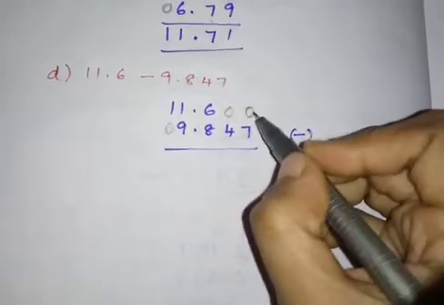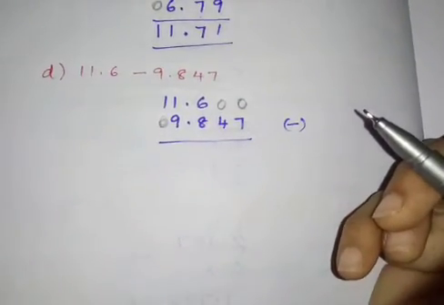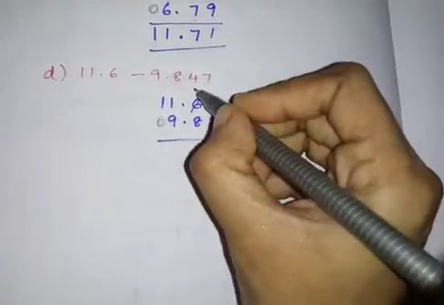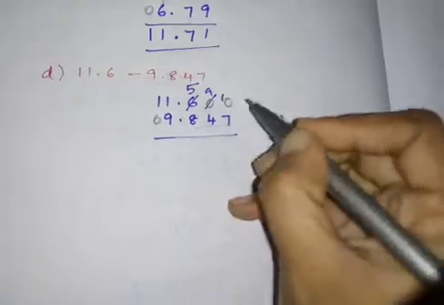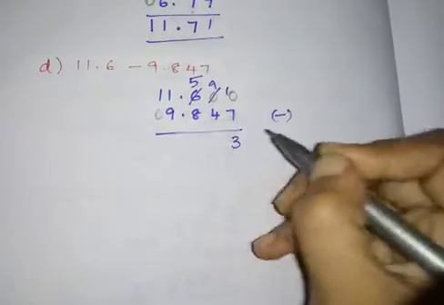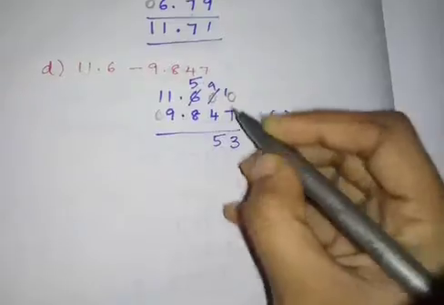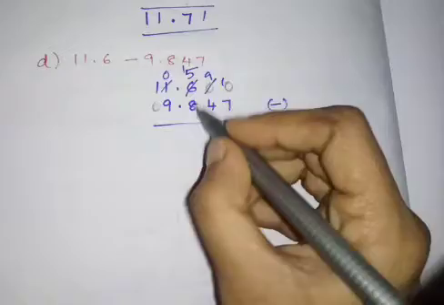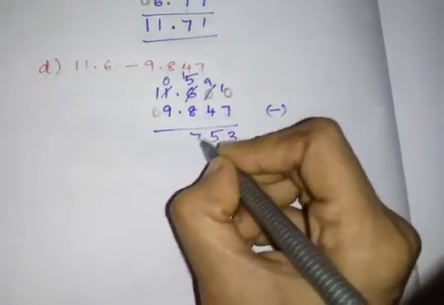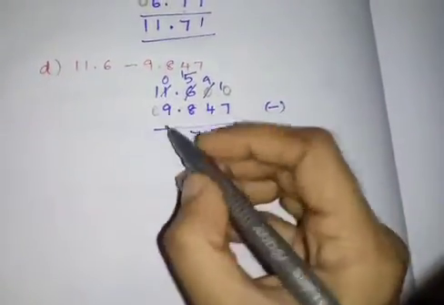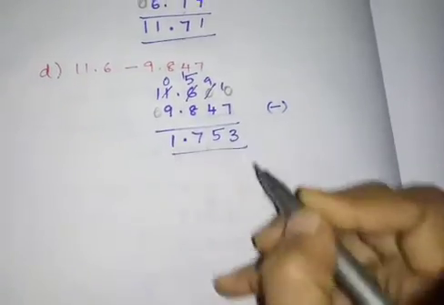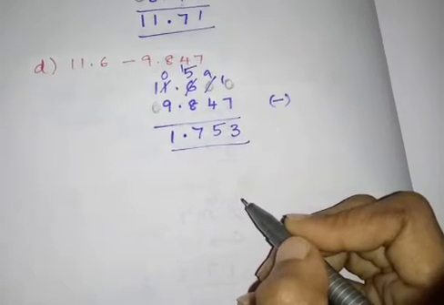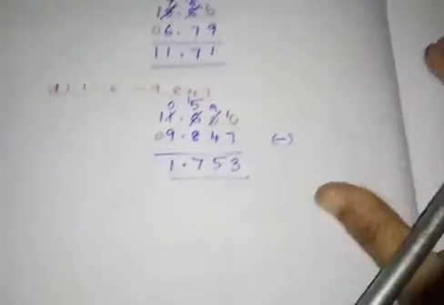Now just subtracting: 0 minus 7. Can we subtract like that? No. So next you go to this. That is also not possible. So from here, it will become 5, here 9, here 10. 10 minus 7 is 3. 9 minus 4 is 5. 5 minus 8, can we do it? No. So 0, here 15. 15 minus 8 is nothing but 7. So you keep the decimal point. 10 minus 9 is 1. So 1.753 is the final answer for this question.